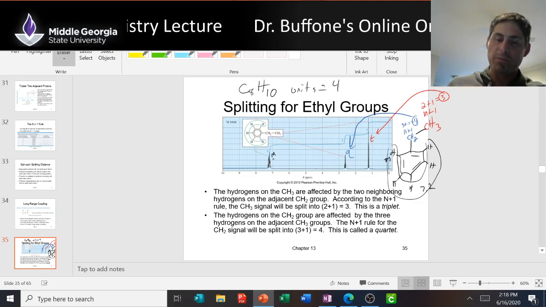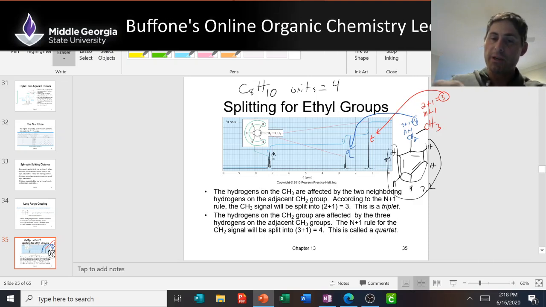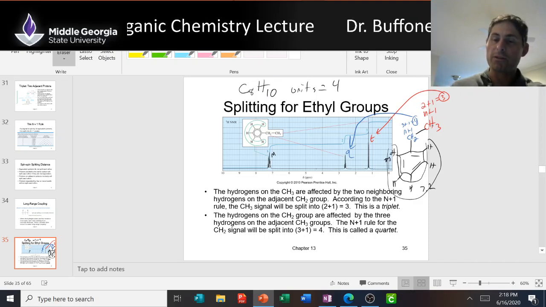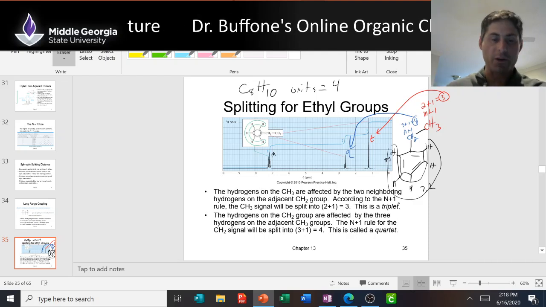So I would want to see a quartet out of that guy. And then this would be a multiplet down at 7.2. 5 plus 2 plus 3 equals 10. 6, 7, 8 carbons, 4 units of unsaturation. I can be pretty confident this is my structure.